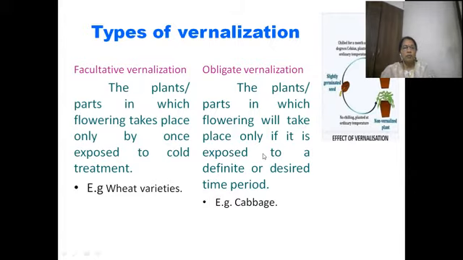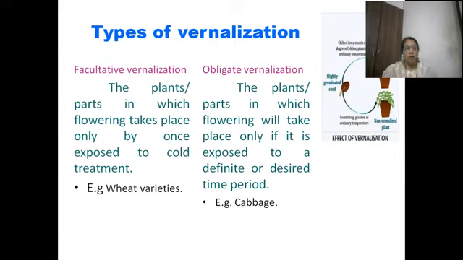Now the first type of vernalization is called facultative vernalization. Okay, the plants or parts in which flowering takes place only by once being exposed to cold treatment, it is called facultative vernalization. The vegetative parts in which flowering takes place by being exposed even once to cold condition will flower in their later reproductive stages. For example, in wheat varieties, if you expose them once to cold condition, then they will flower later on.